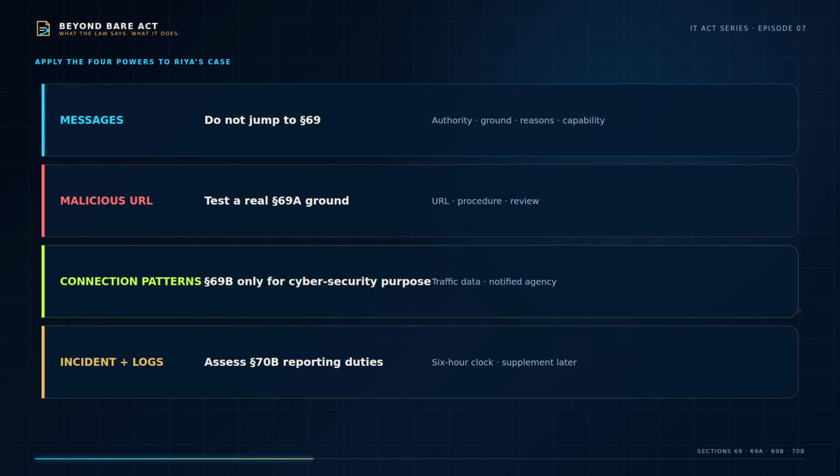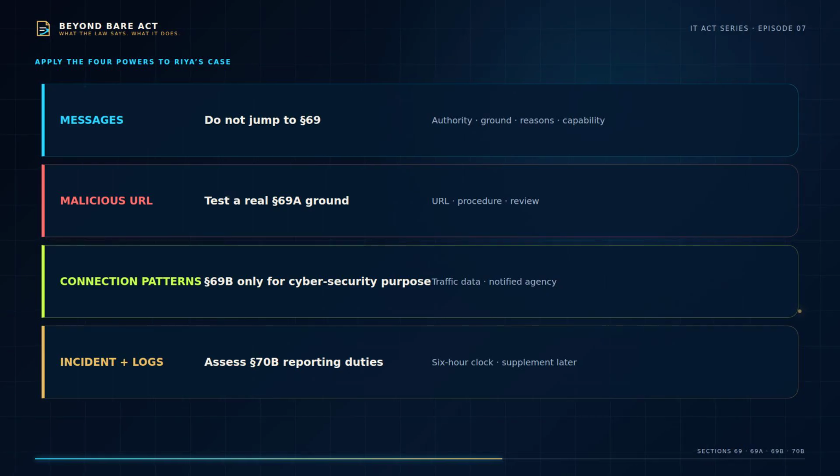Second, the central government considers blocking the malicious page. Ask whether a Section 69A ground genuinely applies. Identify the precise URL or information. Then test the ordinary, emergency or court order procedure, the reasons and the review. Fraud alone should not be used as a verbal shortcut for Section 69A. If no listed Section 69A ground exists, another lawful route may be required.